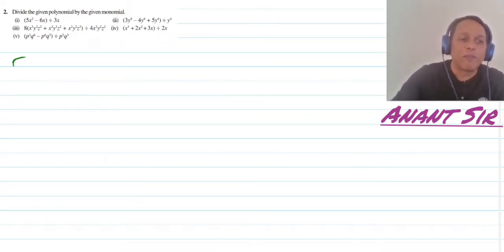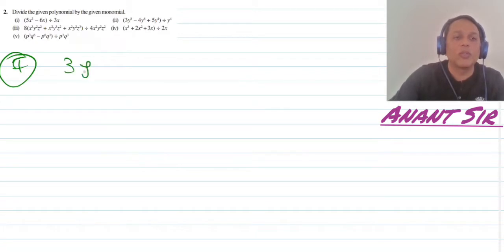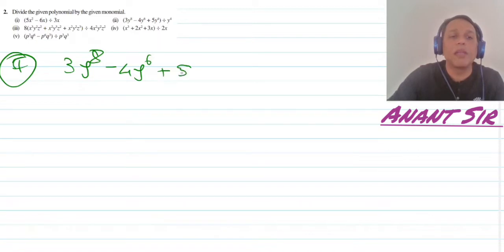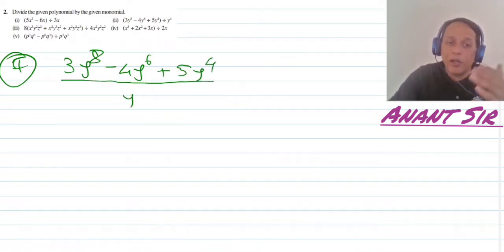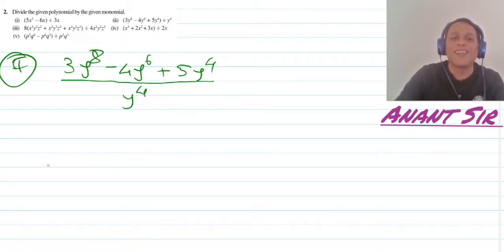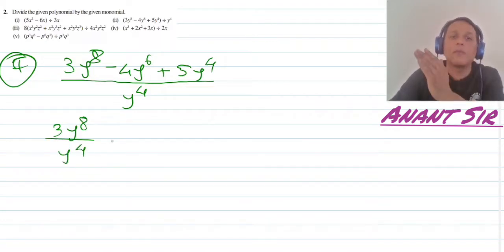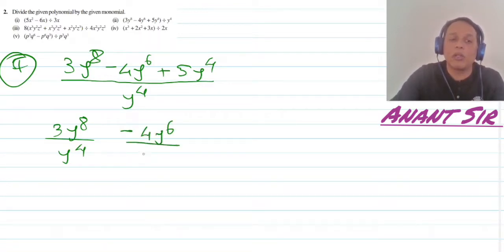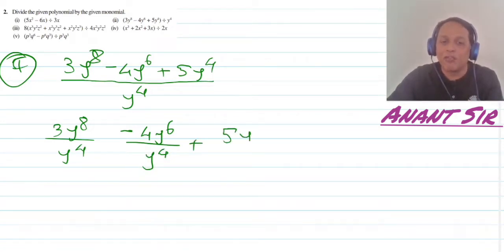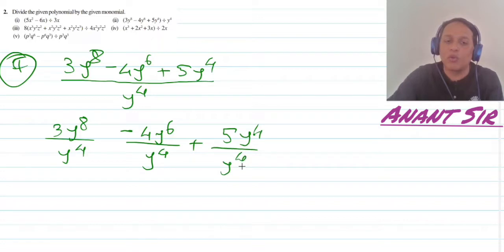Okay. Question number 2. So 3y raised to 8 minus 4y raised to 6 plus 5y raised to 4. I am going to directly write this now in the numerator denominator form, divide by y raised to 4. So now you know that this divide by y raised to 4 is same for all the terms in the numerator. So I am going to separate that. I am going to separate all the terms. Minus 4y raised to 6 by y raised to 4 plus 5y raised to 4 by y raised to 4.